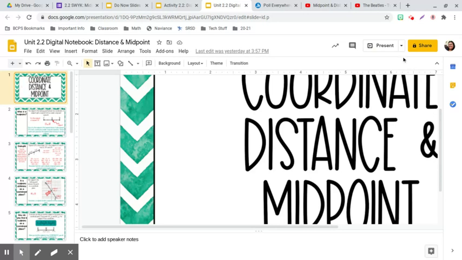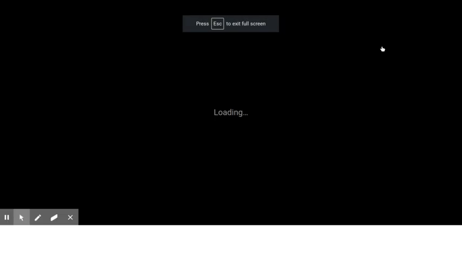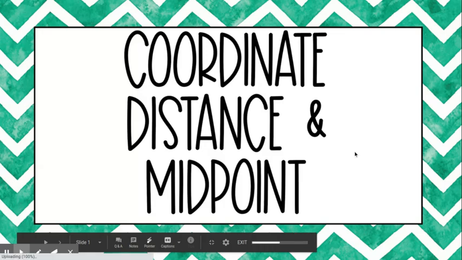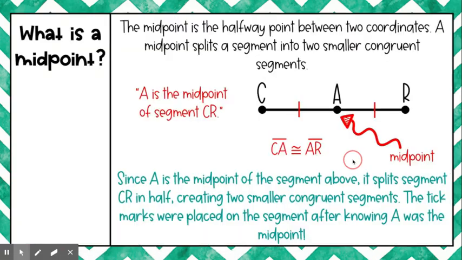Now, get this going here. Hopefully you have your notes already opened and you're just waiting on me. I appreciate you waiting. We're going to start with the midpoint. The midpoint is the halfway point between two coordinates. And a midpoint splits a segment into two smaller congruent segments. So we talked about congruent means that they have equal measure.